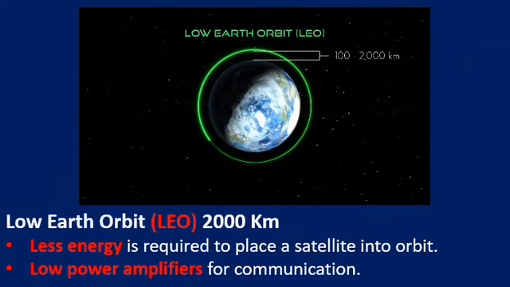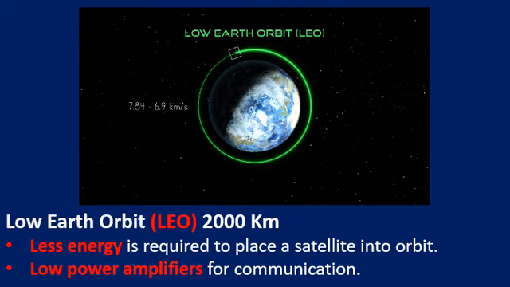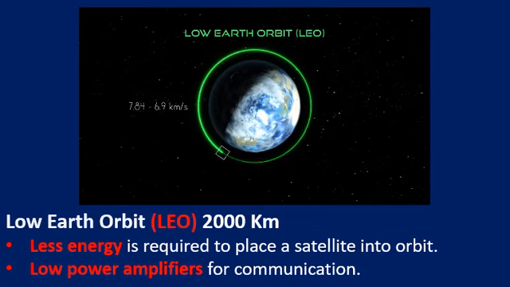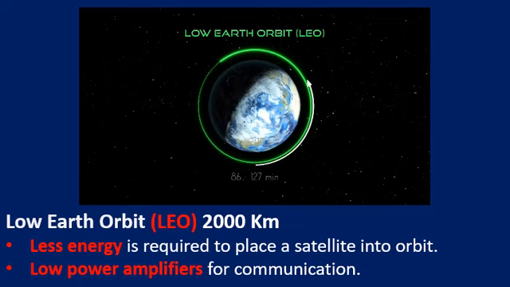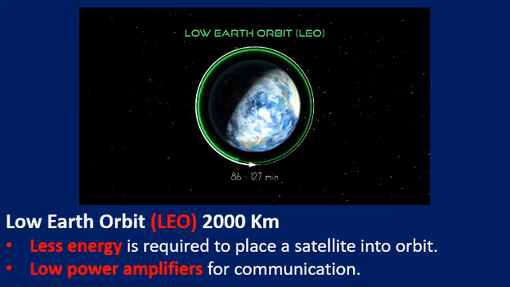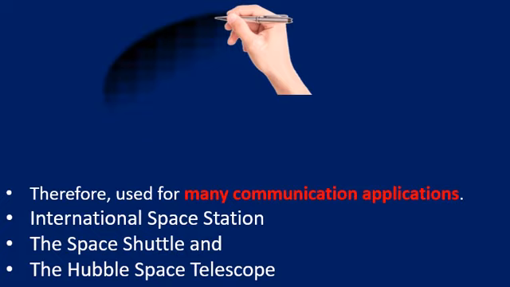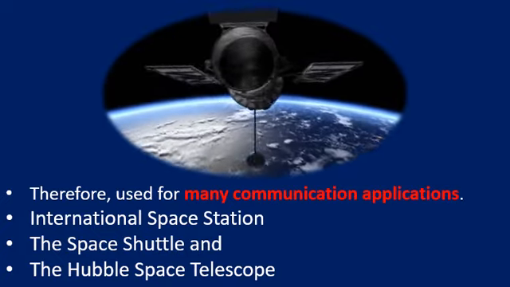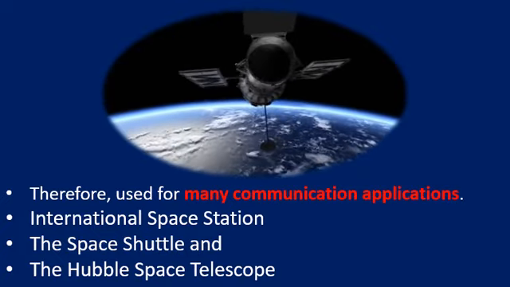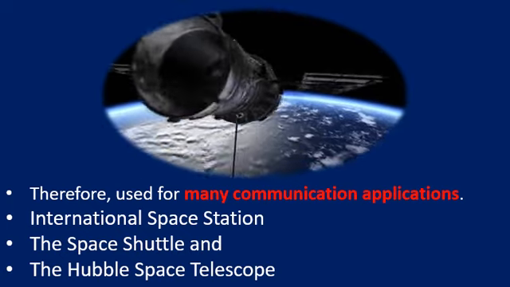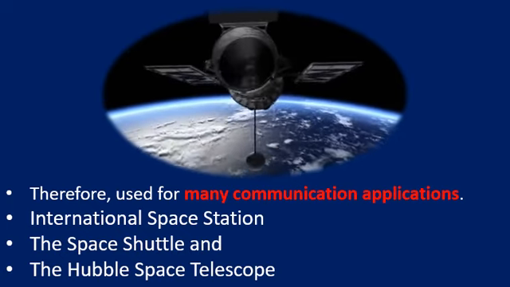Low earth orbit, it is about 2,000 km above the earth. Less energy is required to place a satellite into orbit. Low power amplifiers for communication. It means it is the lowest cost orbit, therefore used for many communication applications. Most common satellites are International Space Station, the Space Shuttle, and the Hubble Space Telescope.